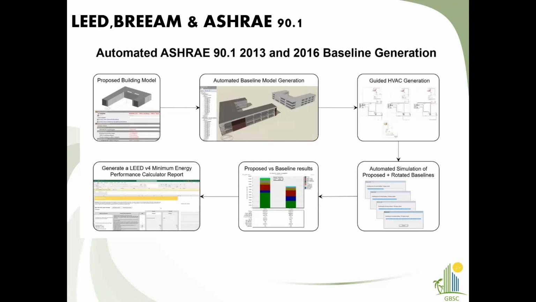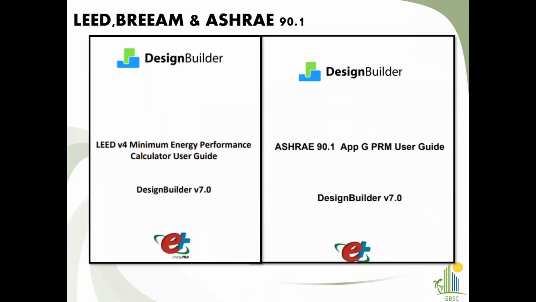We have been working on this process for so long. Design Builder has published multiple guides for multiple modules. For Appendix G, there is a user guide. Then we have the MEPC guide, and apart from that, there are multiple guides as well, which are available on the Design Builder website.